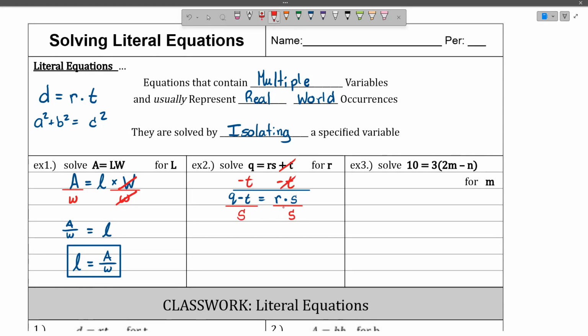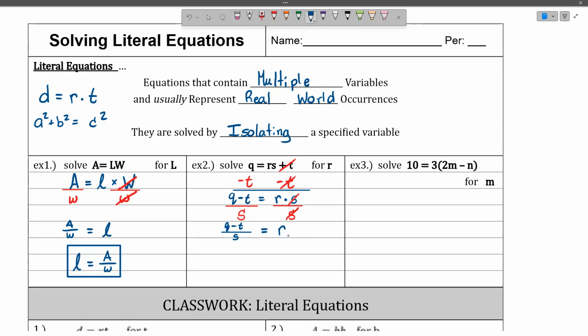Okay? So we're going to divide by s. These guys cancel out. And I'm left with r is equal to, here it is, a really weird fraction, q minus t divided by s. All of it divided by s. Not just the q, not just the t, but both of them. All right, we got to clean it up too.